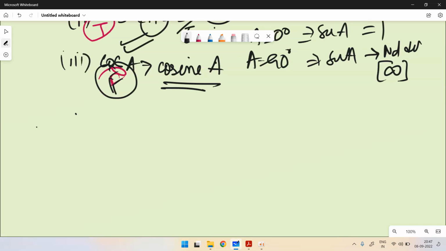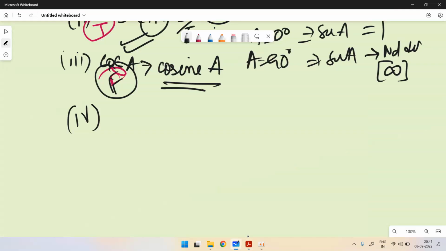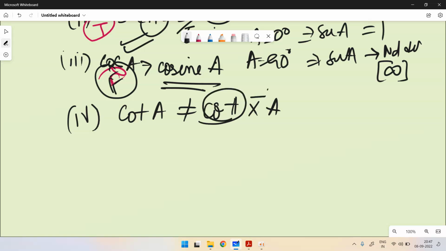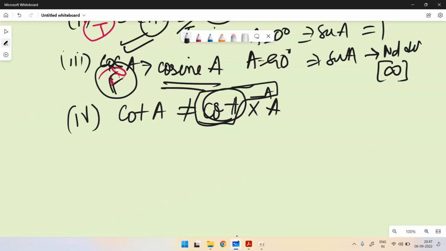Now the fourth one is: cot A is a product of cot and A. No. Cot A is not equal to cot into A, because cot is a trigonometric expression and A is an angle. So cot A is never equal to cot into A, and this is also false.